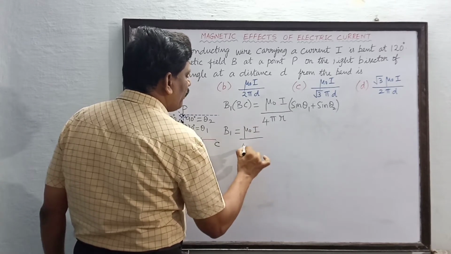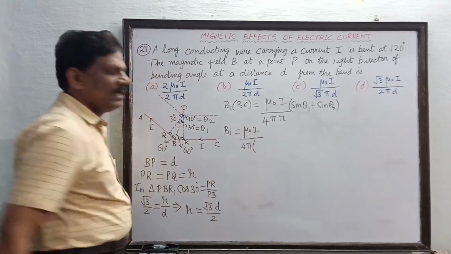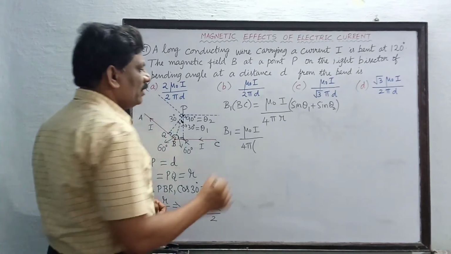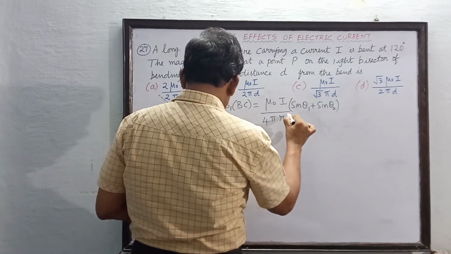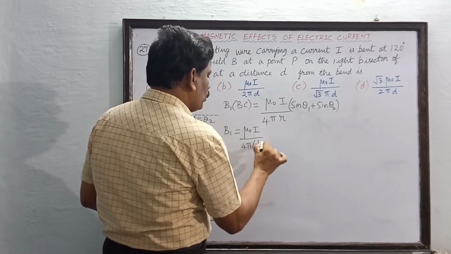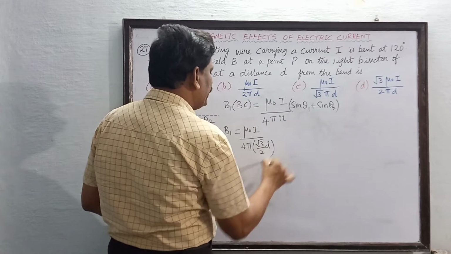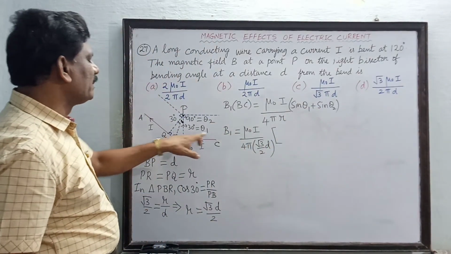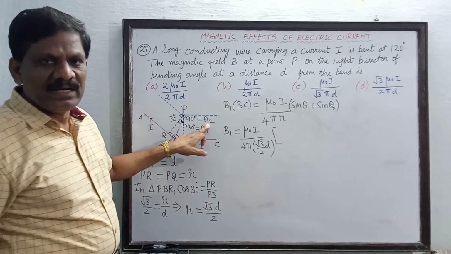divided by 4 pi into r in terms of d. I am going to express root 3 d by 2. So this is r, root 3 by 2 into d, and in place of sin theta 1 I am going to substitute what here, theta 1 is 30 and theta 2 is 90 degree.